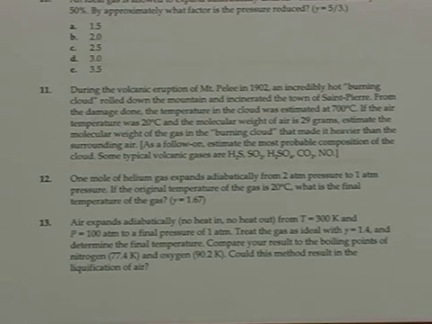Problem number 12. 1 mole of helium gas expands adiabatically from 2 atmospheres pressure to 1 atmosphere pressure. If the original temperature of the gas is 20 degrees centigrade, what is the final temperature of the gas, given that our gamma constant is 1.67?